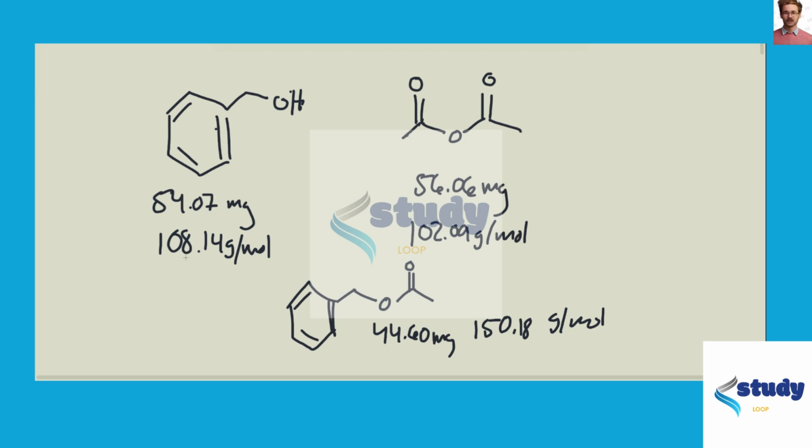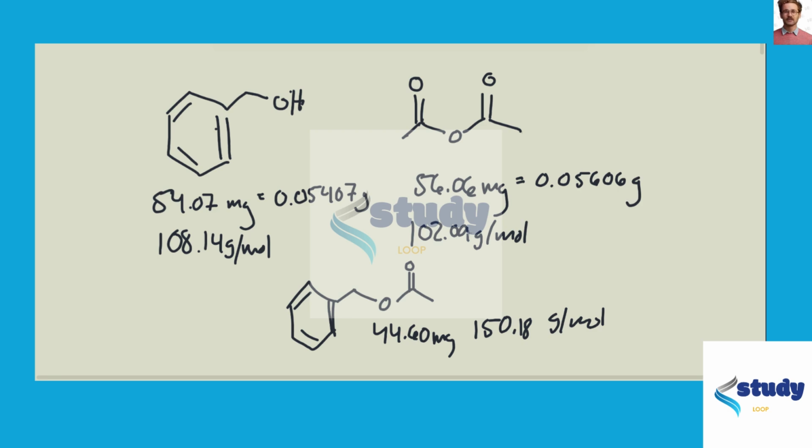If we want to calculate how many moles of each we had, we basically just need to take the mass that we have in grams and divide it by the molecular weight. That'll give us moles. But note that we have milligrams, so it may be useful to convert these to grams. To convert milligrams to grams, we simply divide by 1,000. So this would be 0.05407 grams, and this would be 0.05606 grams. All I did was divide by 1,000.